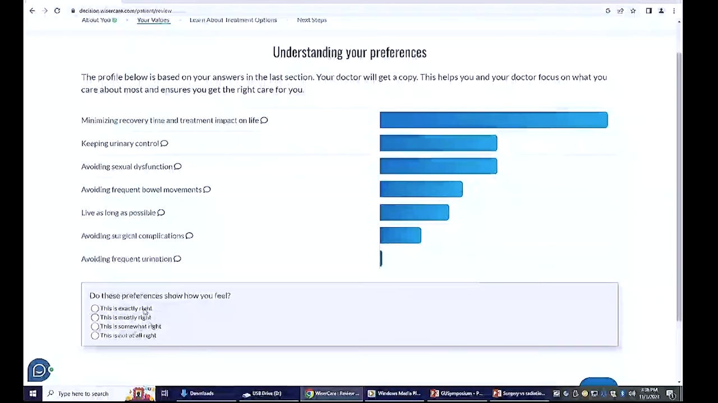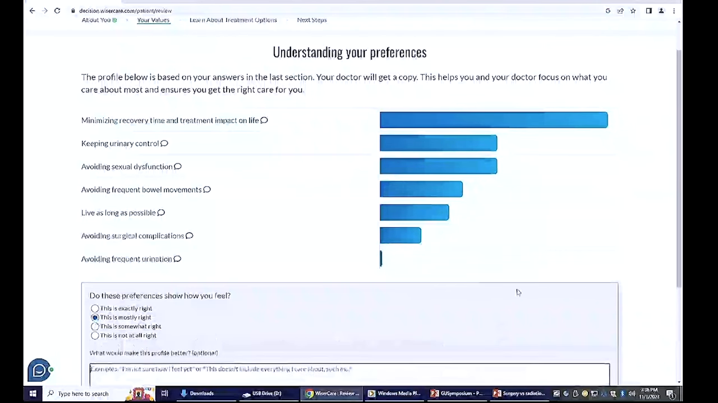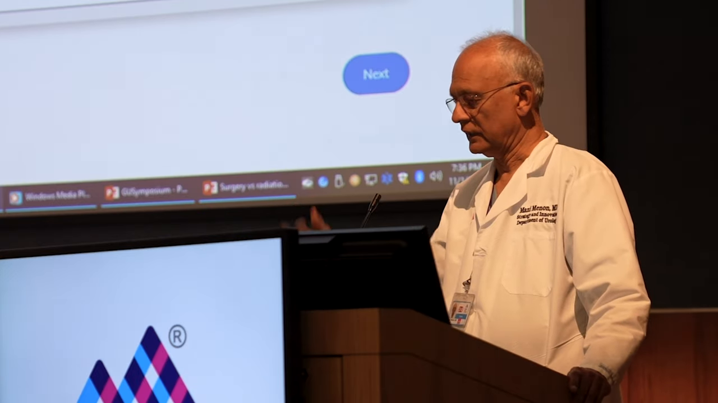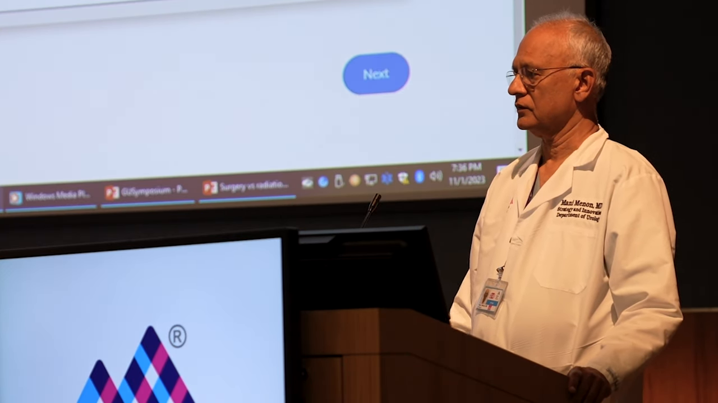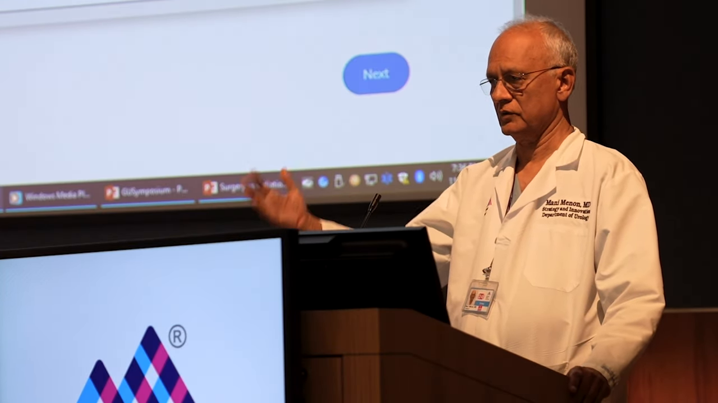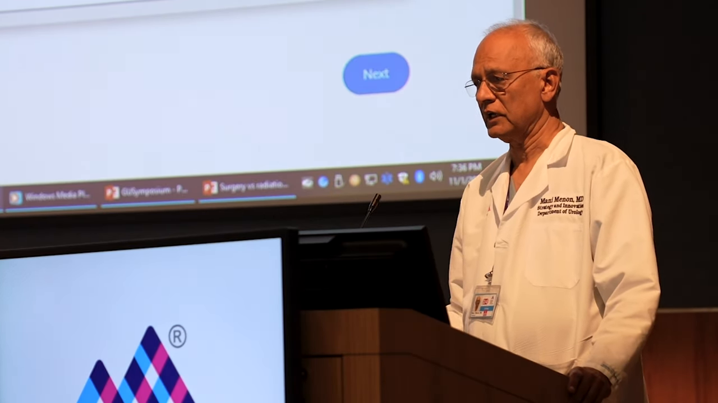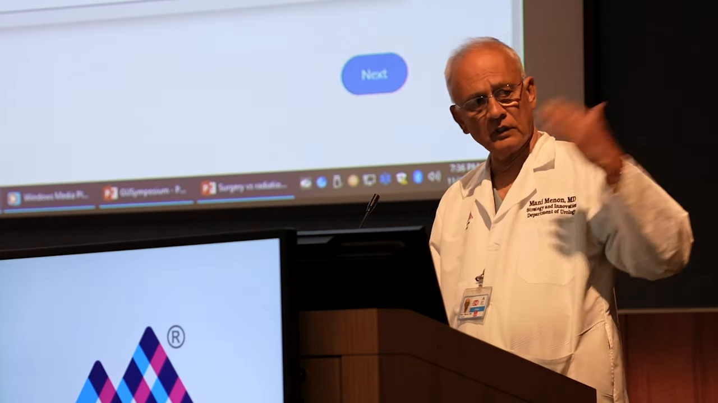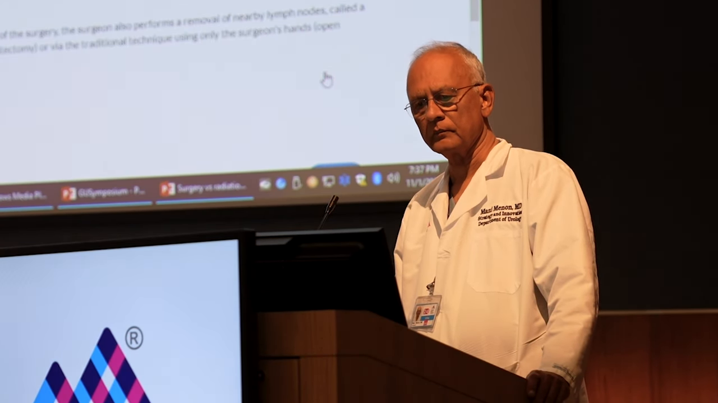And then they'll ask you, do these preferences show how you feel? Is it exactly right? Is it mostly right? Mostly right. So we'll just put that in. And then it asks you if we can make the profile better. Like the question that Dr. Tewari asked, if I'm not having any treatment, how come my erections are going worse? You have not talked about partial gland treatment. Is that an option? These are things that you can ask. And when you see me and Kaushik, we will address this with you. And Marla, we will address it there.